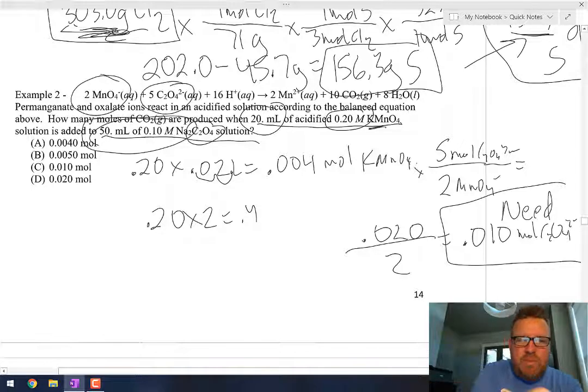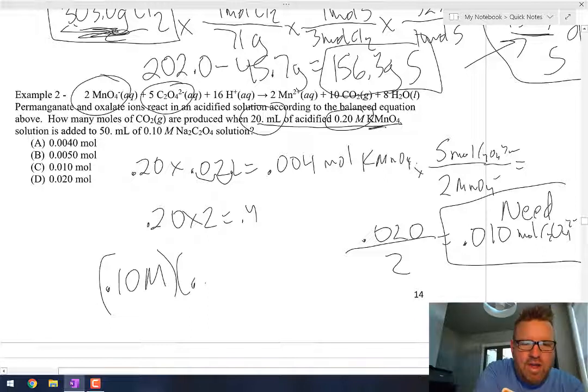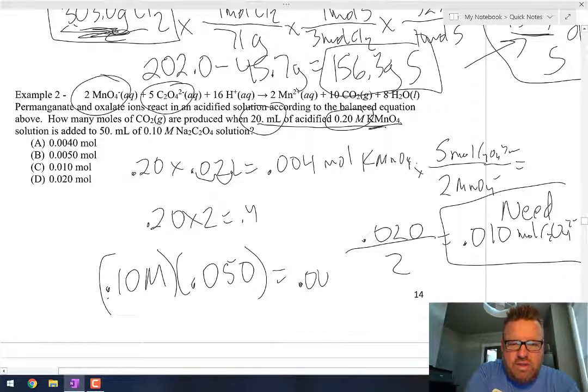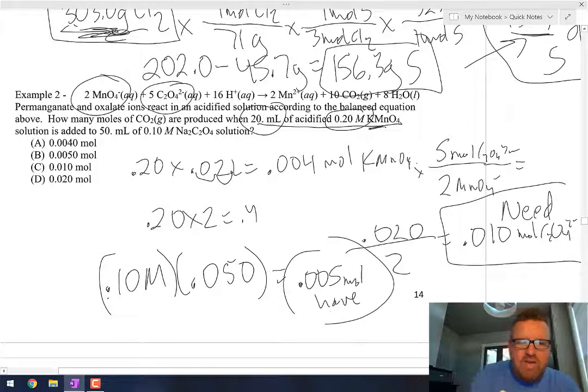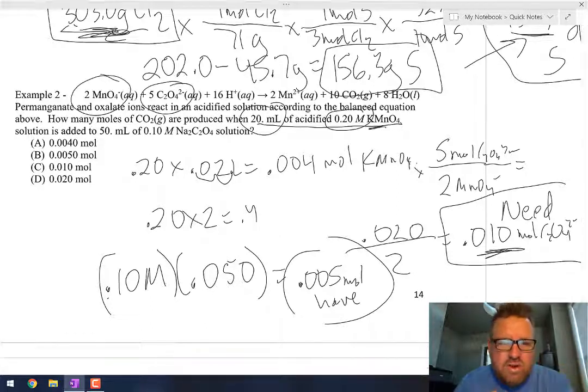Okay, now let's go back to here. Let's look at our actual problem. Our concentration is 0.10 molar, and we have 0.050. Okay, and anytime you multiply a number by 0.10, you're just moving the decimal point one space over to the left. So it's 0.005 moles is how many I have. So how much sodium oxalate do I have? I have 0.005. How much do I need? I need 0.010.